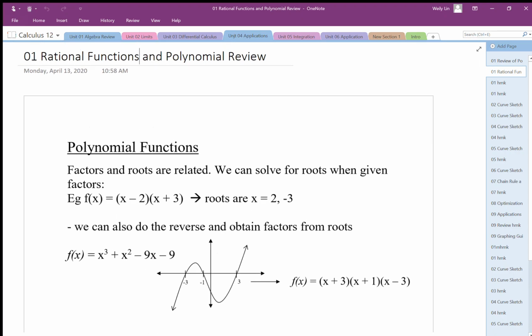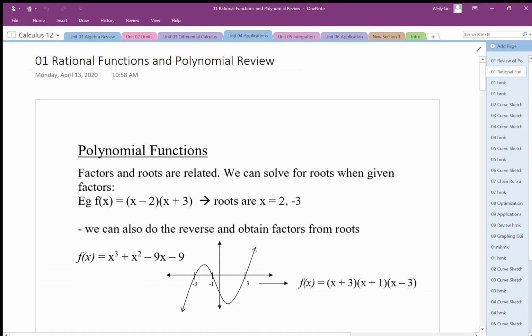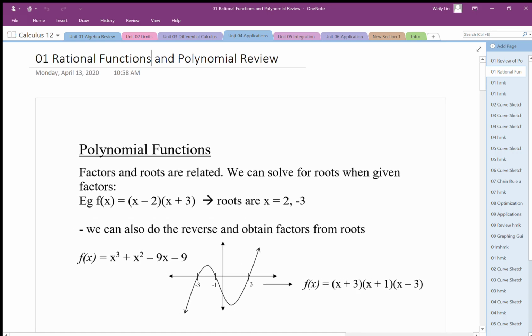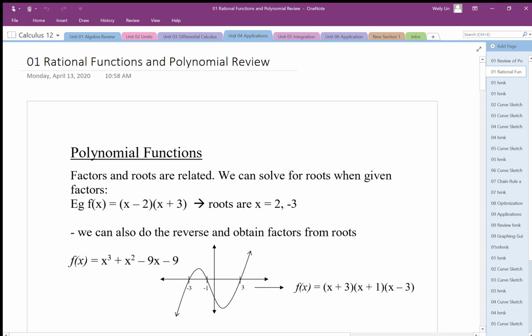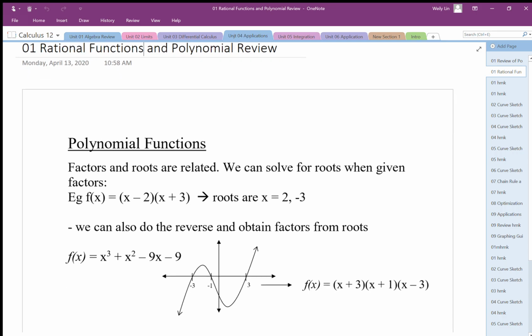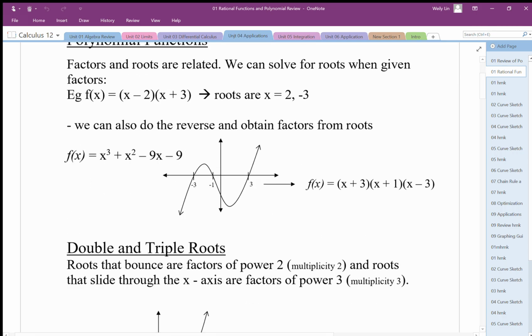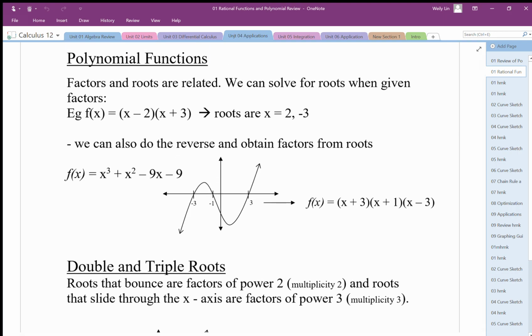So this is a new unit. We're going to look at graphing and applications of calculus, of differential calculus. We're going to start with, first of all, just a review of polynomial functions and rational functions from grade 12, pre-calculus 12 math. We'll go over this fairly quickly, but factors and roots are related.